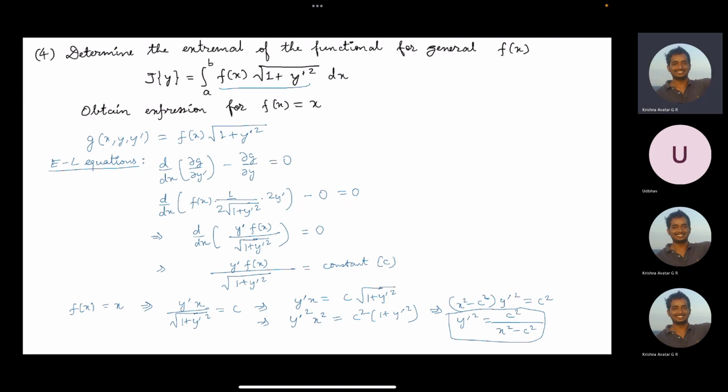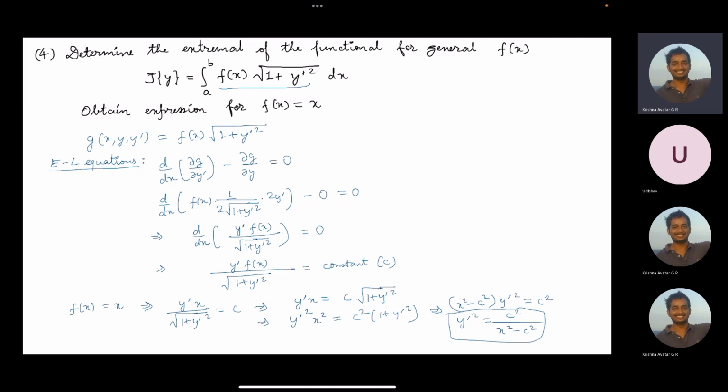Okay. So just not to confuse you, let me represent the integrand of the functional by a different variable, which is g. So g is equal to f of x into root over 1 plus y prime squared. The Euler equation, by now you will be familiar with, is d by dx of del g by del y prime minus del g by del y is equal to 0.